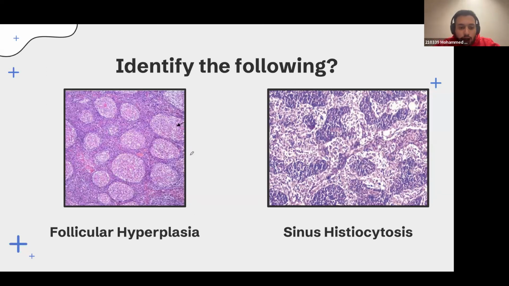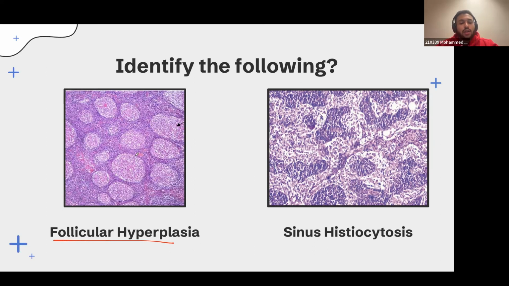Okay. Now, how do I know that this is follicular hyperplasia versus a lymphoma, which is cancer, it's malignant? Number one, does this disrupt the normal orientation of the lymph node? This follicular hyperplasia. Meaning, will you see these follicles developing in the sinus?